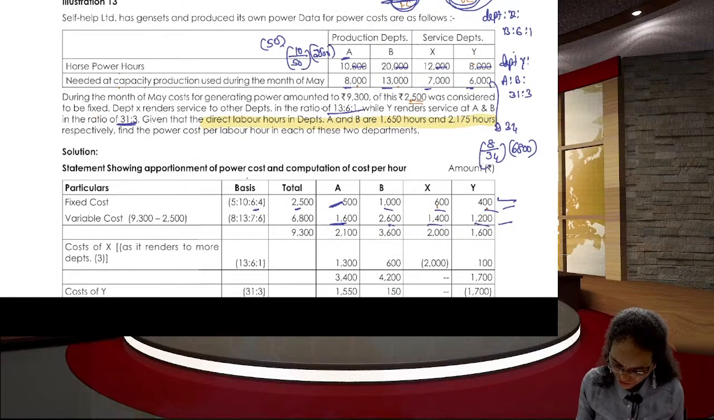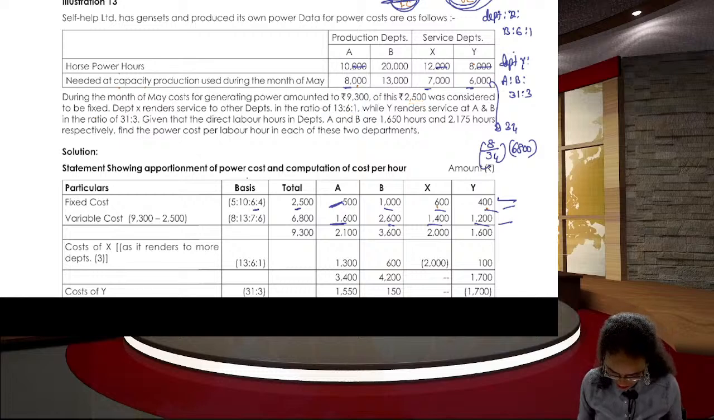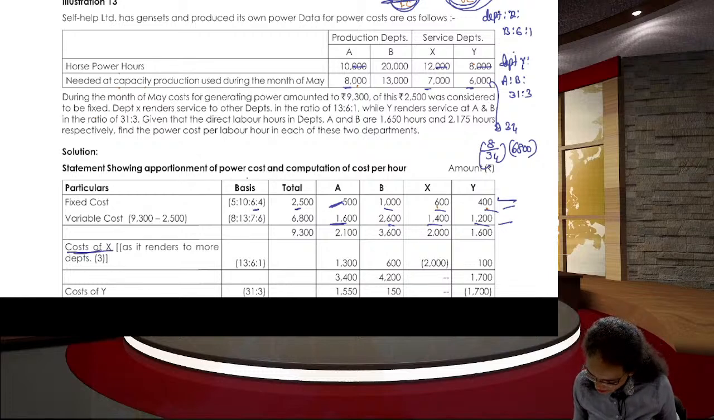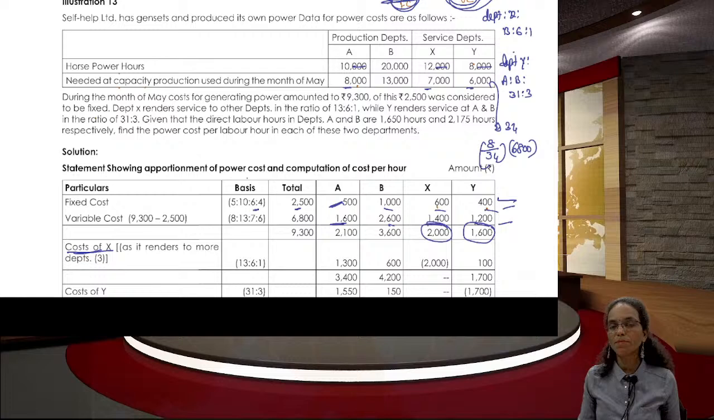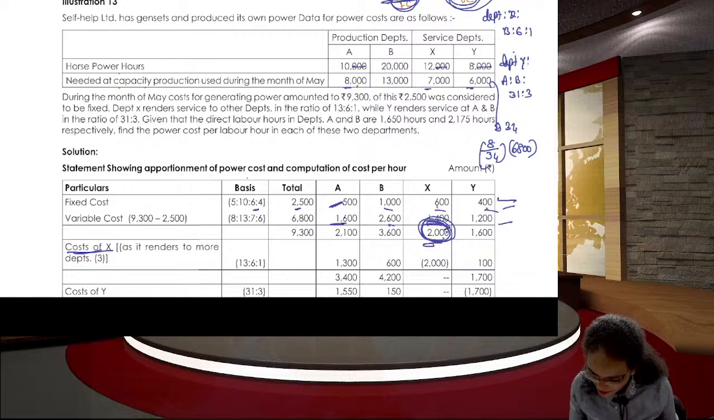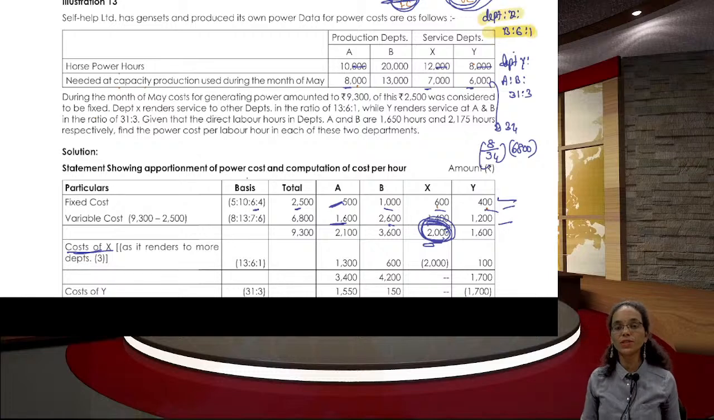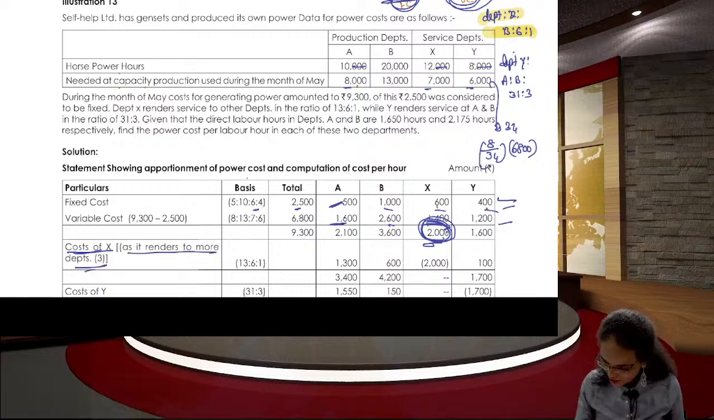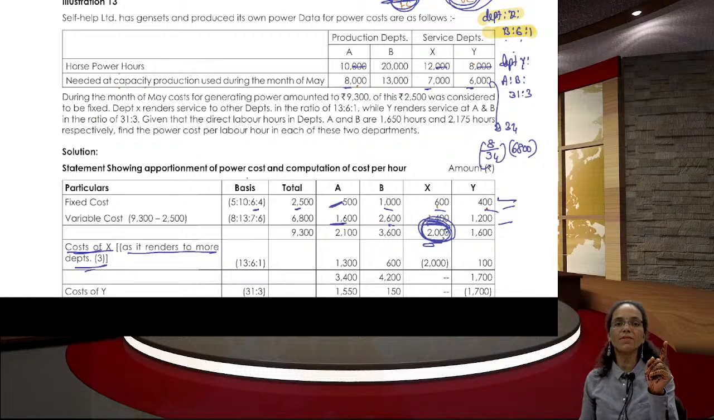The next one. What is the next information given? Cost of service department X. This is service department X expenditure. This is service department Y expenditure. So this 2000 rupees is the X department. Department X is 13:6:1. As it renders services to more than one department, you segregate the X department expenditure first.